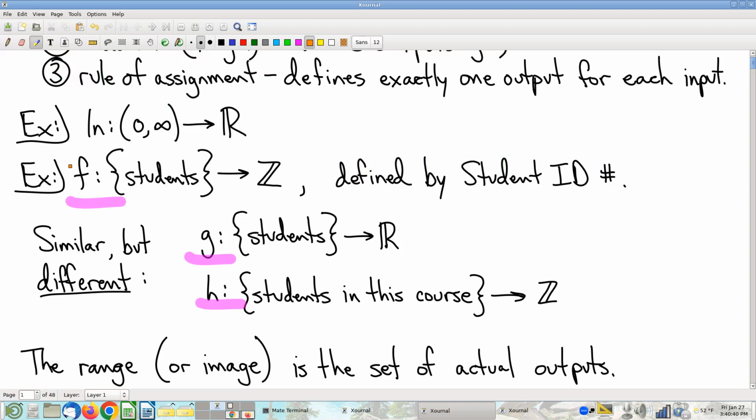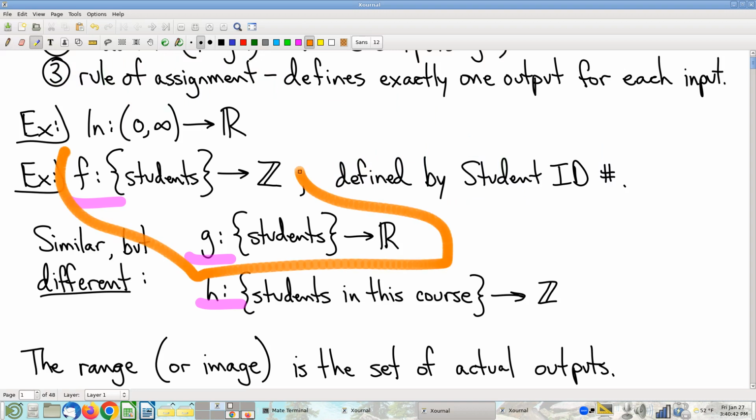Well, if you take these two functions here, f and g, the difference is that they have different targets. That seems a little silly or pointless or irrelevant, perhaps, but we're going to see in about a page or so that this actually really does matter. Here, I'm saying, look, the ID number, by the way, that's going to be an integer. Down here, for this different function, I'm going to say the ID number, well, it's going to be a real number. Now, these are both true statements.